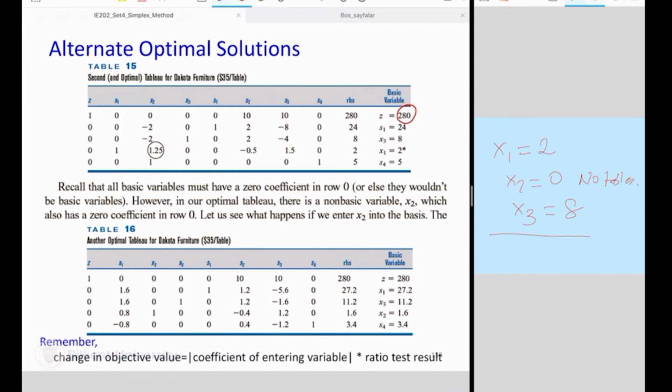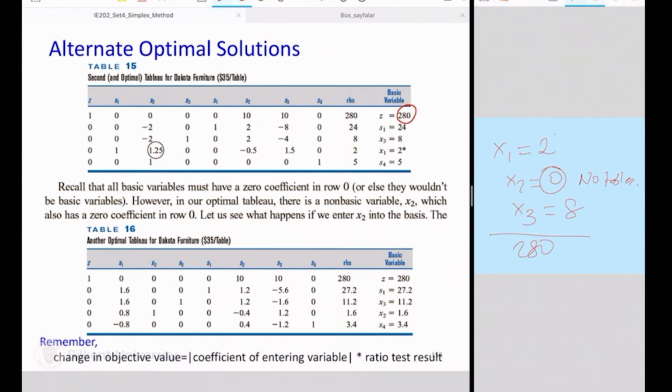Because we have an alternate solution, and x2 was equal to 0 in the original solution. So its coefficient had no effect in the 280, and I change it now, and I come to a solution in which constraint-wise, x1 and x3 values have to be changed and adapted, and I have the same resulting 280. Okay, so let's see why this is an alternate optimum solution.